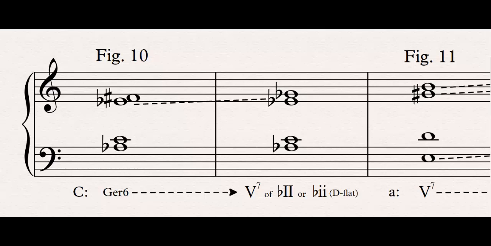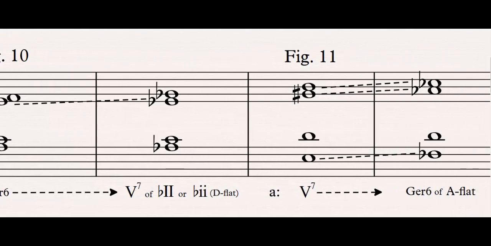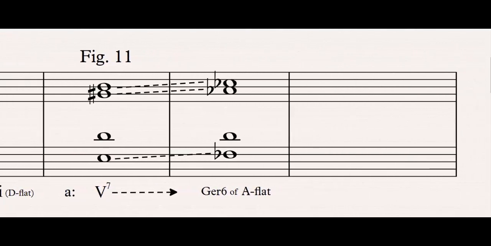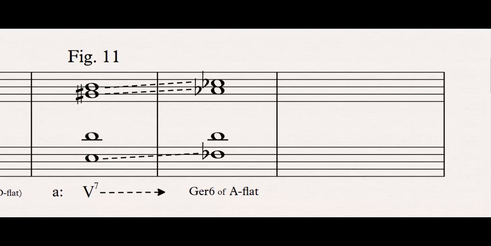We can also use a German sixth to get to a key a semitone lower. At figure 11, we can see a 5/7 of A minor, which can be enharmonically altered to produce a German sixth in A flat major or A flat minor, a key a semitone lower.